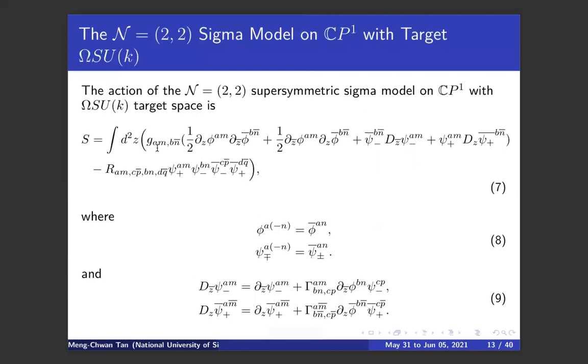Okay, so there are two indices now. These are worldsheet coordinates, Z and Z bar, but these are target space indices here. Okay, so they take this form. If you look at the Lagrangian, it looks exactly the same as the usual 2-2 sigma model, just that the target space index is now A and M.